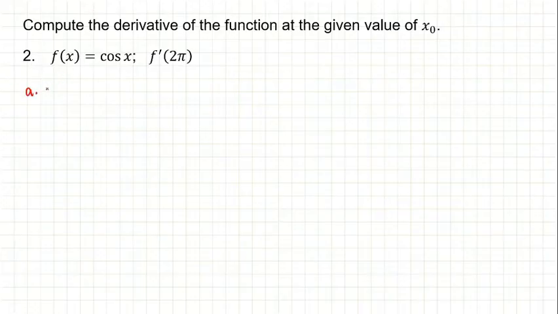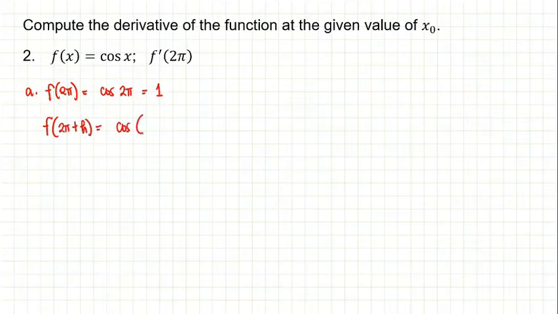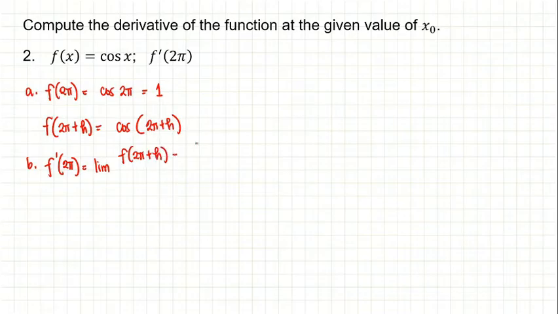For letter A, we have f of 2 pi and that is cosine of 2 pi. And cosine of 2 pi, we know that is equal to 1. Okay? And f of 2 pi plus h is just equal to cosine of 2 pi plus h. Now, applying the alternative definition, we have f prime of 2 pi is equal to the limit of f of 2 pi plus h minus f of 2 pi all over h as h approaches 0.